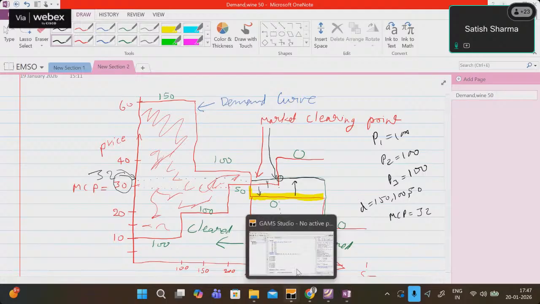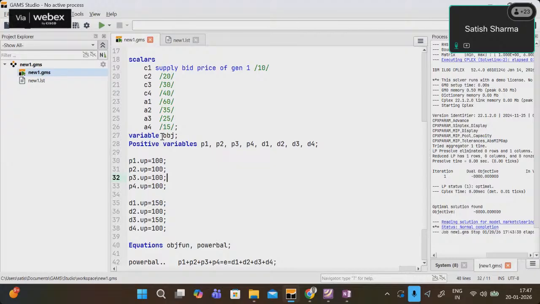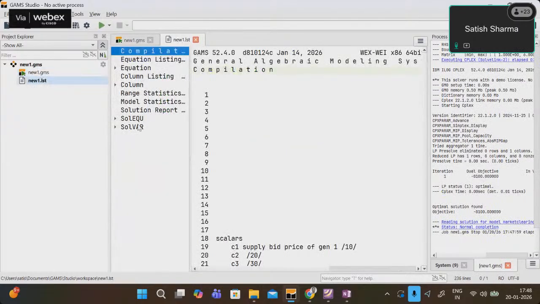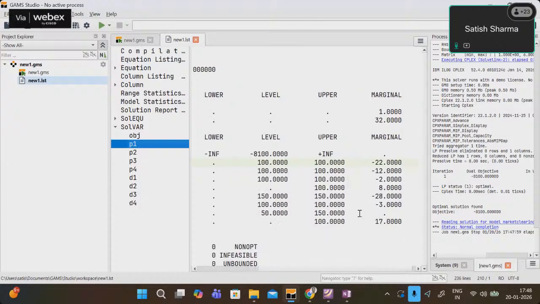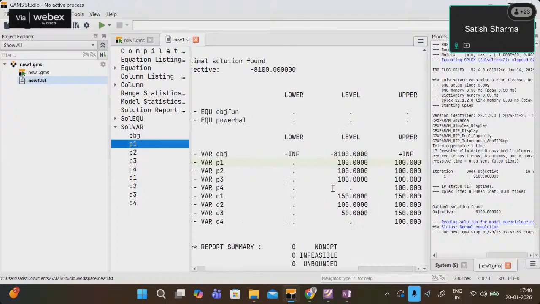So let me see from this code. I have to change this part, 25, make it 32. That is the only change we made, and let me run it. So once I have solved it, I will look at the variables, and if you see 100, 100, 100, 300 is given here, and the demand variables are 150, 100, and 50. One interesting observation is this. So the market clearing price will be basically 32.